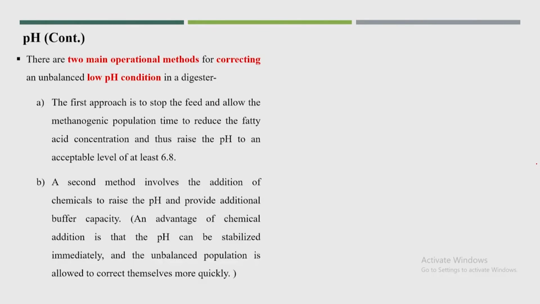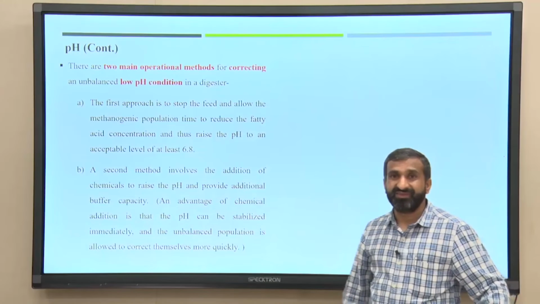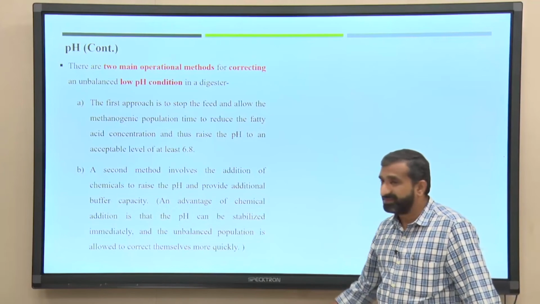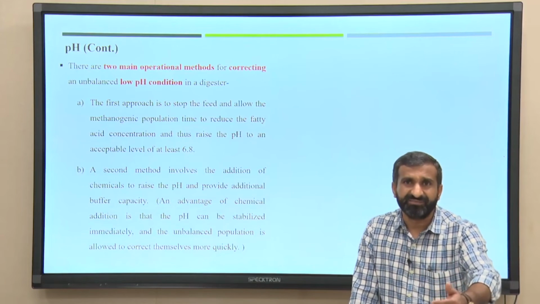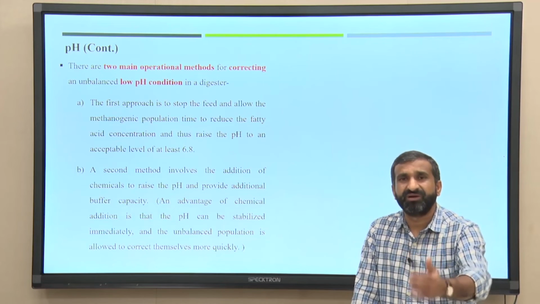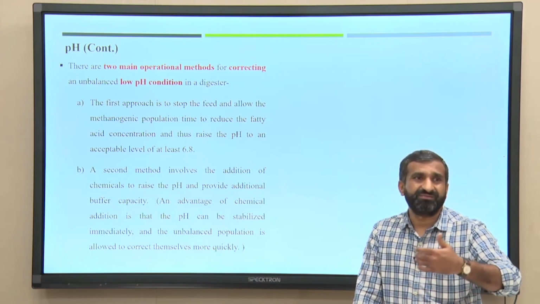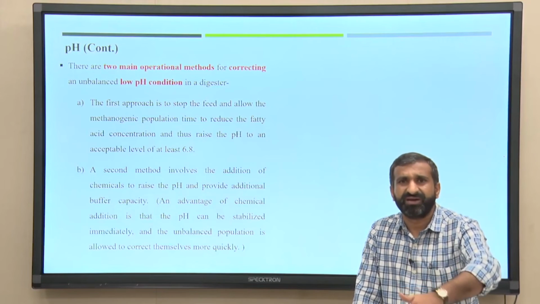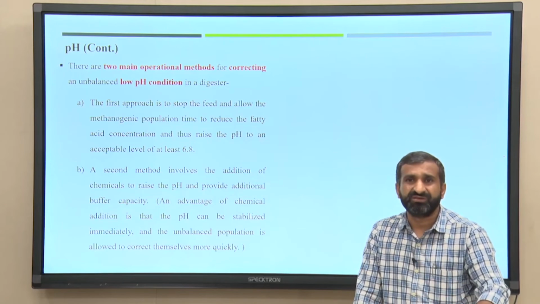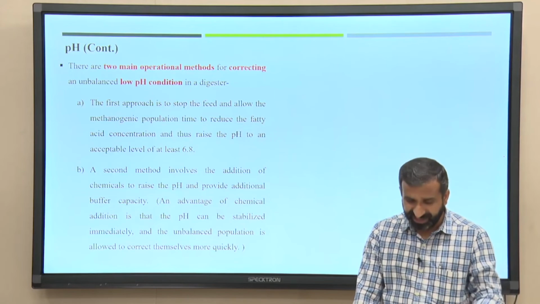And what is the advantage of this chemical addition is that pH can be stabilized immediately, and the unbalanced population is allowed to correct themselves more quickly. Because in the first case we have to wait for a few days for feeding of the reactor, but in the second stage, by addition of some kind of chemical, these chemicals will be mostly alkali, maybe sodium hydroxide or potassium hydroxide addition with different normality, we can add to reduce the pH immediately in the reactor.